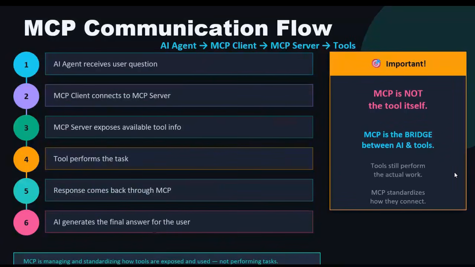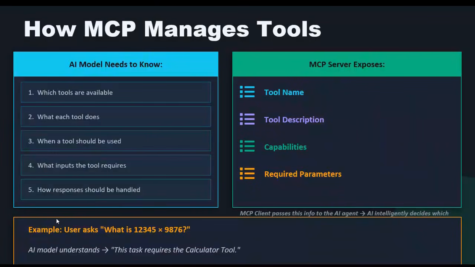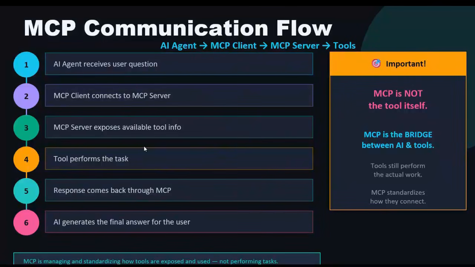So now let's first discuss the MCP communication flow. Then we will discuss MCP architecture. So here you can see the step by step MCP communication flow. First, the AI agent receives the user question, as we discussed like this. Assume that this is the question. The MCP client connects to the MCP server. The MCP server exposes available tool information. The tool performs the task. The response comes back through MCP. And finally, AI generates the final answer for the user.